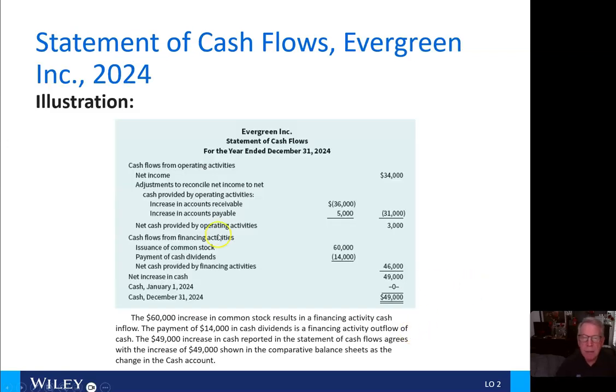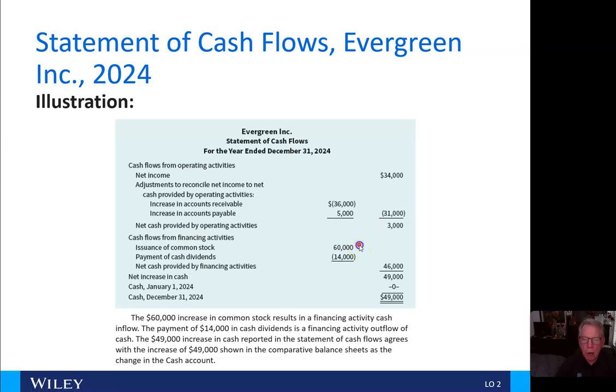Okay, statement of cash flows then. We've got it all ready to go. Here we go with net income. We make our adjustments here for items to reconcile net income to net cash, and that gives us a net cash provided by operating activities of $3,000.